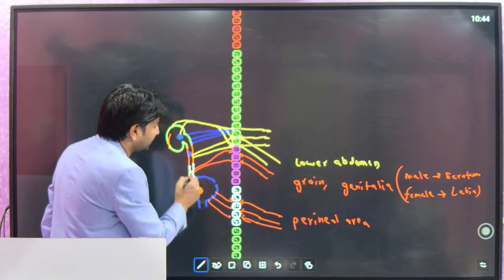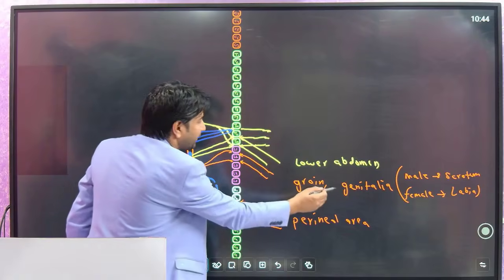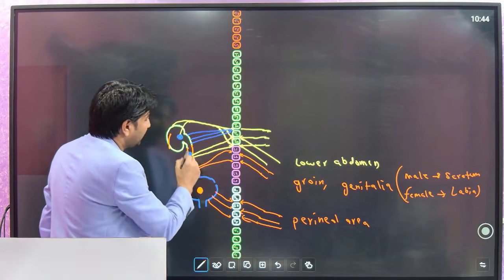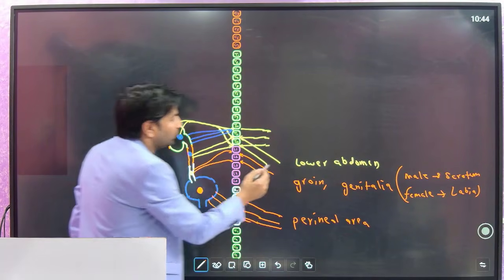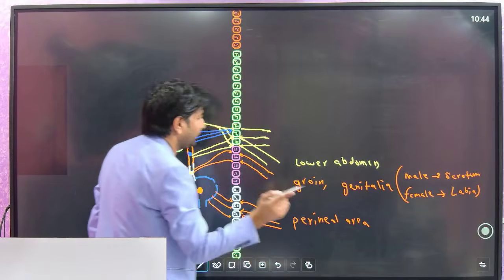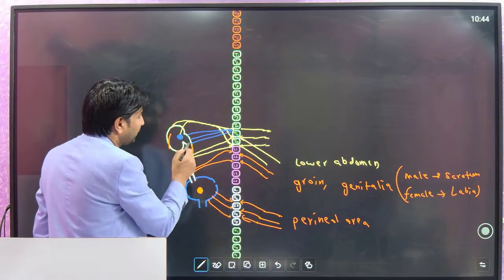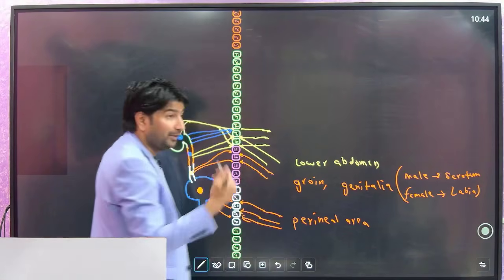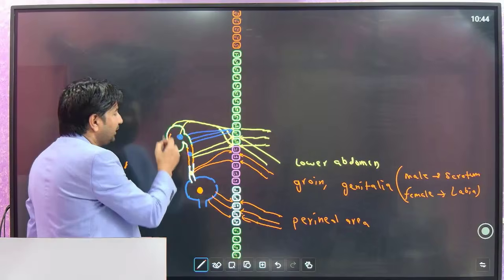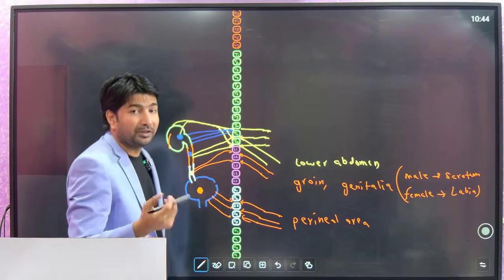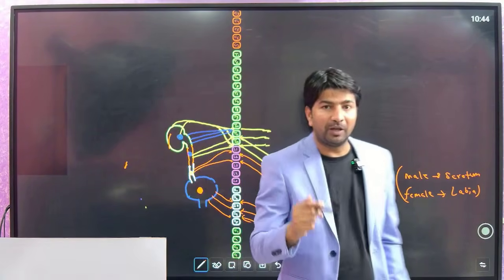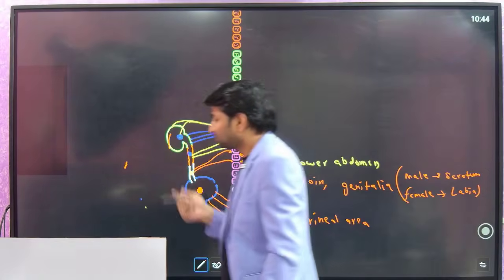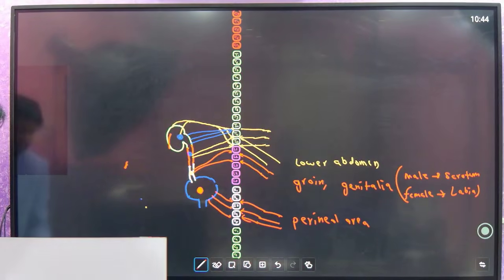If there's a stone in the lower ureter, it will be referred to the groin or genitalia. And if there's a stone in the middle ureter, its pain will radiate to the lower abdomen or the flank area. If there's a stone in the upper ureter, its pain will be referred to the upper abdomen or the flank area. And if there's a stone in the kidney, meaning either in the calyx or the pelvis, then its pain will radiate within the flank area or the abdomen itself.